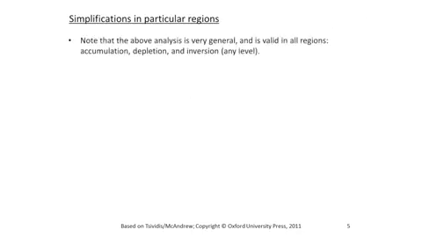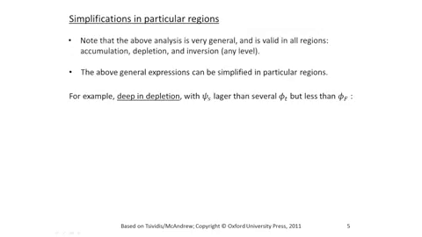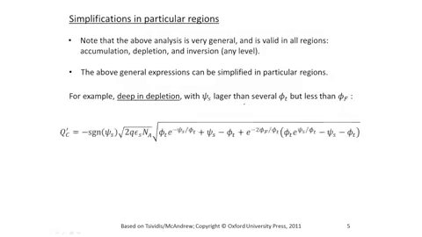Now we can simplify these results in particular regions. Let's, for example, assume that we are deep in depletion where psi(s) is positive, and deep in depletion means we have a psi(s) larger than several phi(t), but not as high as phi f. So now certain terms become completely negligible. And we also know the sign over here. The sign of psi(s) is positive because we are in depletion. Therefore, the function sign of psi(s) is equal to +1.